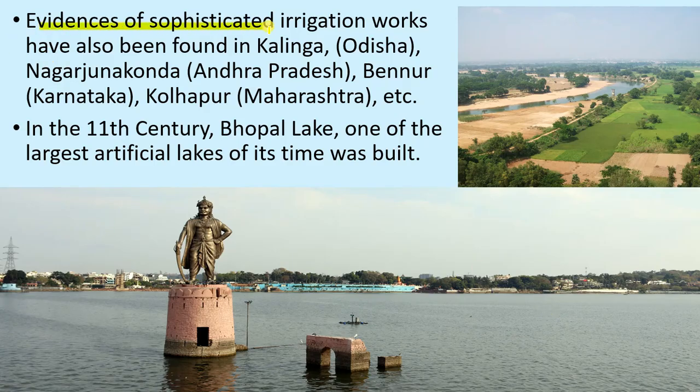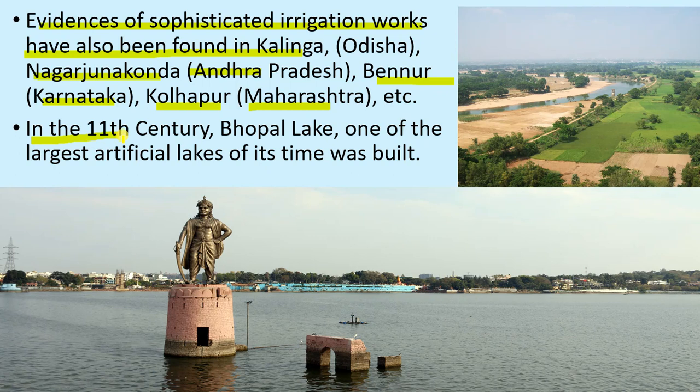Evidence of sophisticated irrigation works has also been found in Kalinga, that is Odisha, Nagarjunakonda in Andhra Pradesh, Bennur in Karnataka, and Kolhapur in Maharashtra. And here is one example from Odisha, this Kalinga river. You can see here an embankment dam has been created.